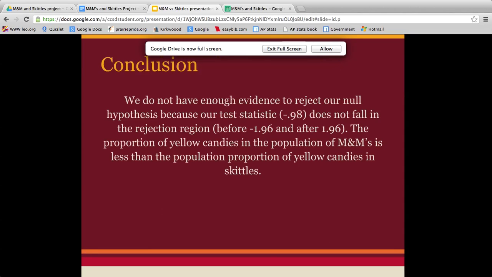So our conclusion, we do not have enough evidence to reject our null hypothesis because our test statistic, negative 0.98, does not fall in the rejection region, which is before negative 1.96 and after 1.96. The proportion of yellow candies in the population of M&Ms is less than the population proportion of yellow candies in Skittles.